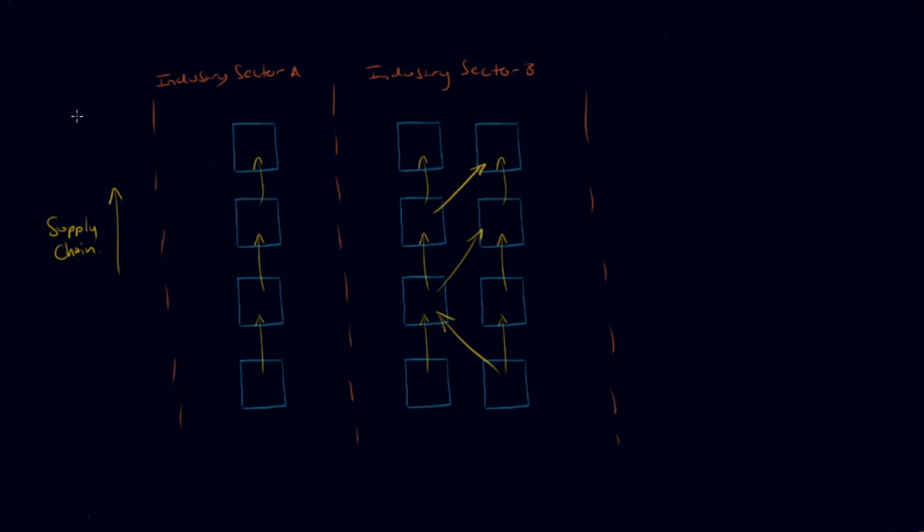Let's talk about how mergers and acquisitions, or corporate actions in general, can be classified by industry sector. So, classification of M&A by industry sector. I've got a few videos on this, and in this video we'll focus on something called horizontal mergers.